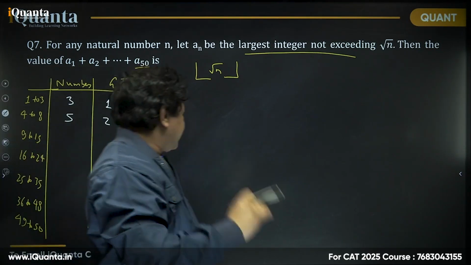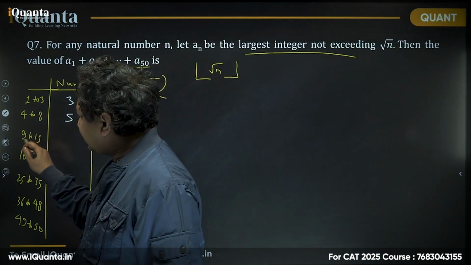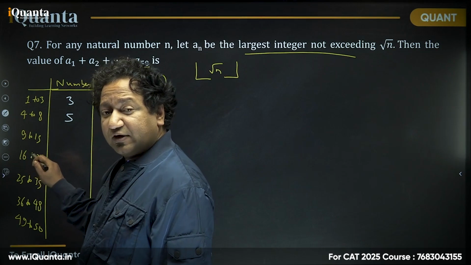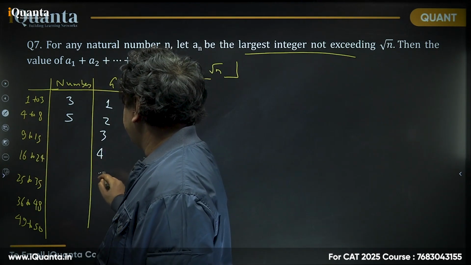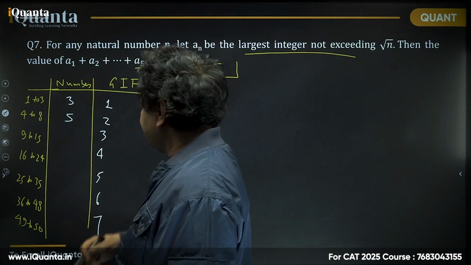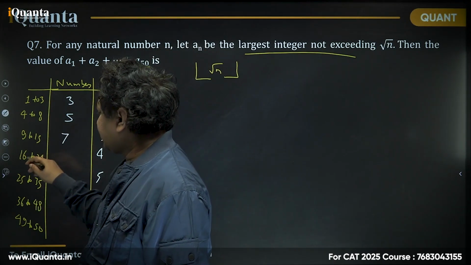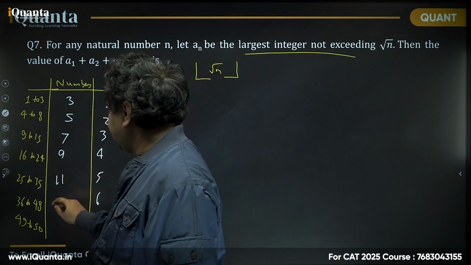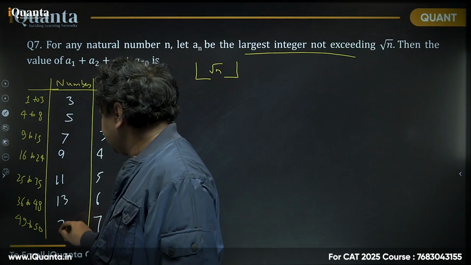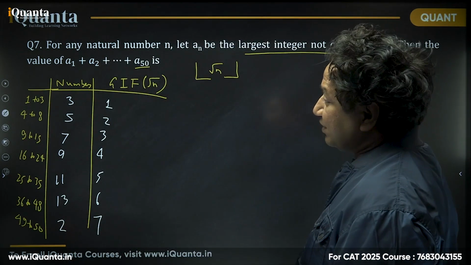Square root of 9 is 3, square root of 16 is 4. So everything here will be having 3. There will be 4, 5, 6 and 7. 9 to 15, how many numbers do we have? 7 numbers. This will be 9 numbers. Then again we have a pattern. 13 numbers, and here we have only 2. Wow.